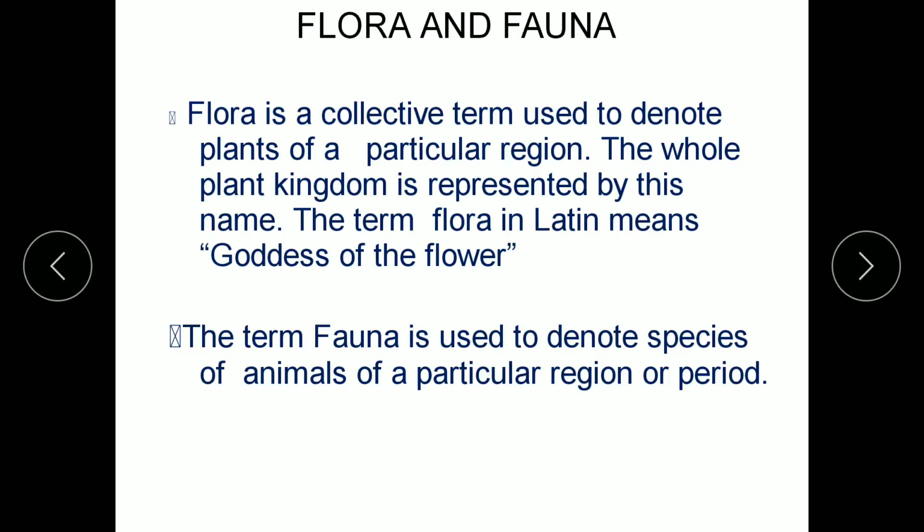Fauna is the animal kingdom. It comprises mammals, reptiles, herbivorous, carnivorous, terrestrial, aquatic, and microorganisms like bacteria, and human beings are also included in it.